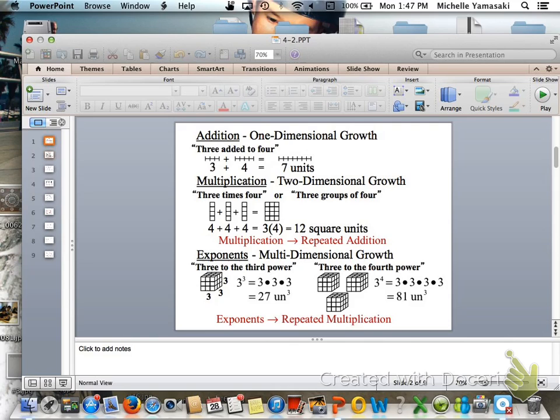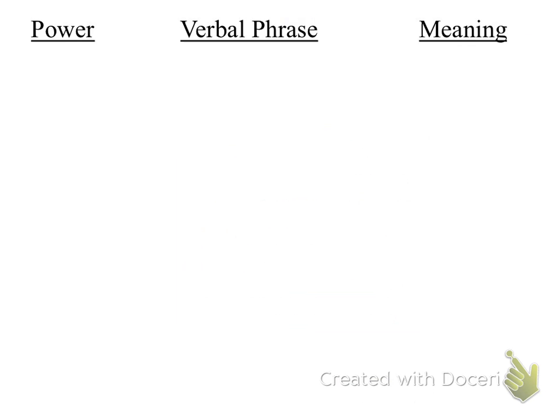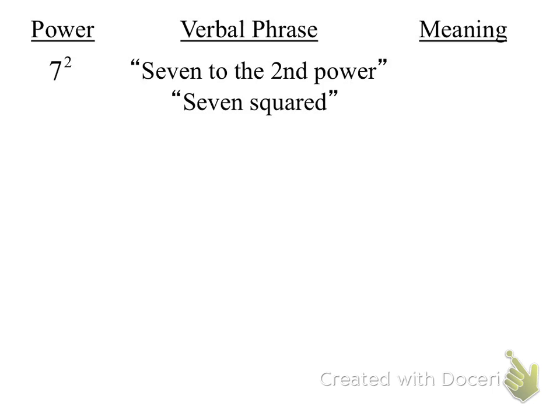All right, so now let's talk about how to speak the math. How would I say this? Eva. 7 to the power of 2. Is there another way to say it? Not Zach, Nick. 7 squared. Okay. Next one. And this means 7 times 7.